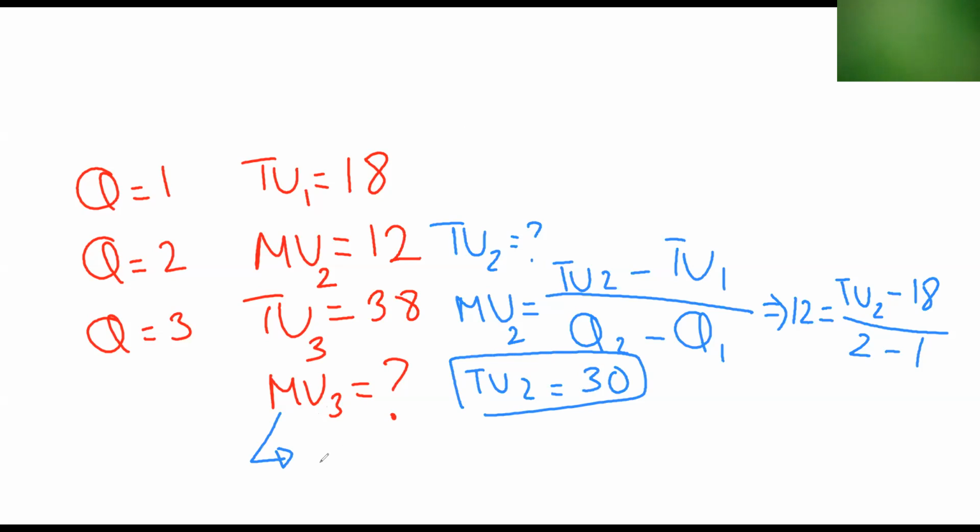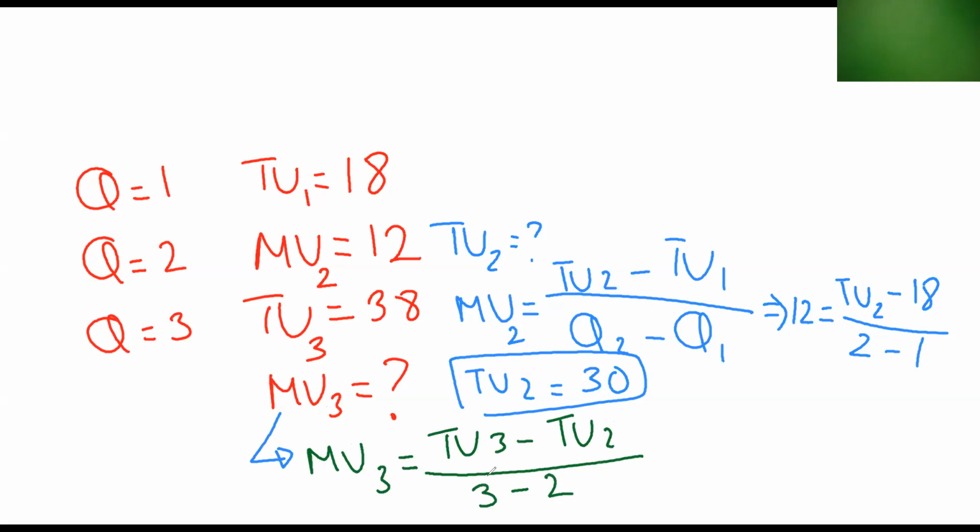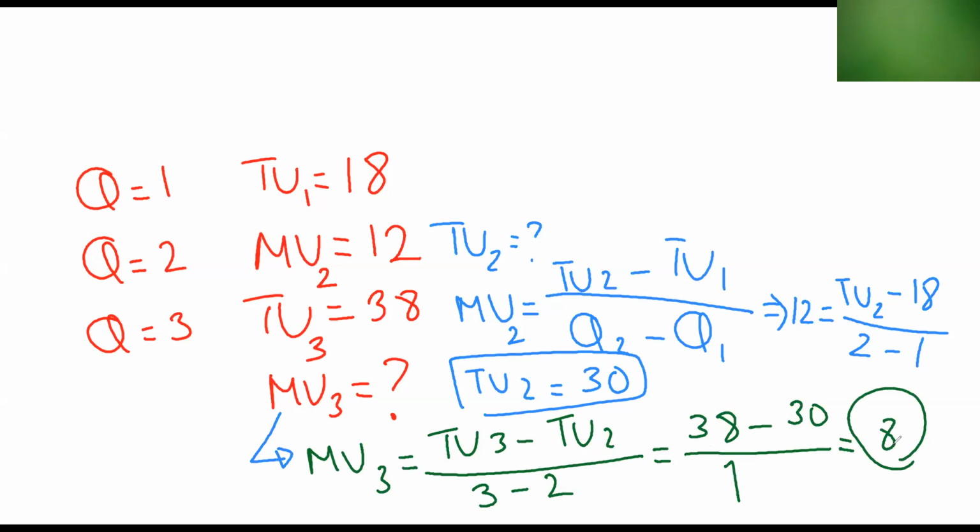So I am going to now calculate marginal utility for the third cup, which is TU3 minus total utility of the second cup divided by 3 minus 2, which is the change in quantity, okay? So let me plug all the numbers. TU3 is given. I have it. The question gave it to me, 38. We just calculated TU2, that's the total utility for the second cup. 30 divided by 1, because 3 minus 2 is 1. So the marginal utility is 8 for the third cup.